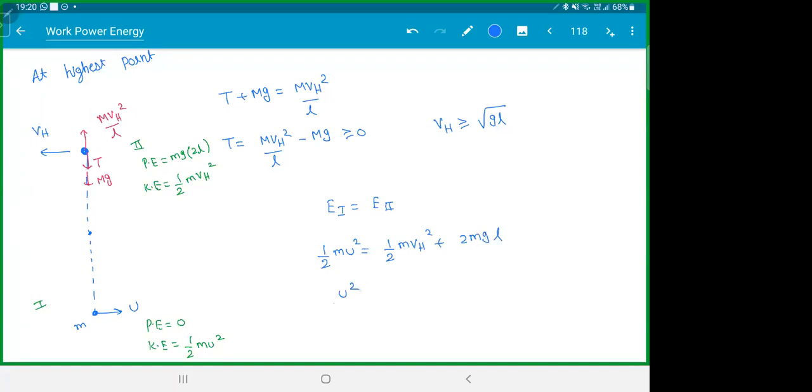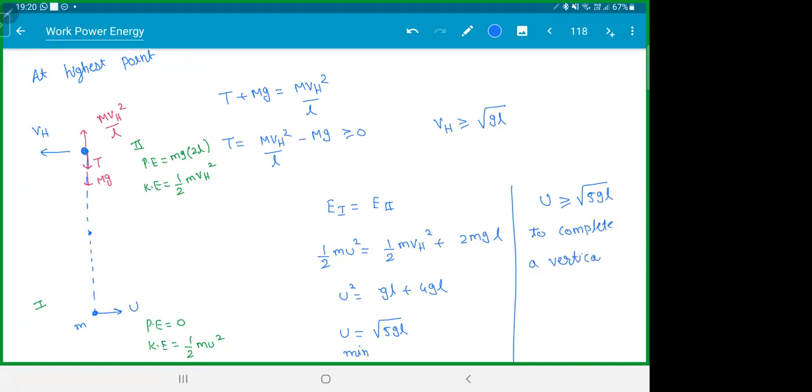m cancels off. u square is equal to vh square, which is gL, plus 4gL. We get u is equal to root 5gL. This is your minimum speed you need to complete a circle. So u should be greater than or equal to root 5gL to complete a vertical circle. This is a standard result. If you don't give at least this much speed, it will not complete a circle. It will become loose somewhere in the middle only.